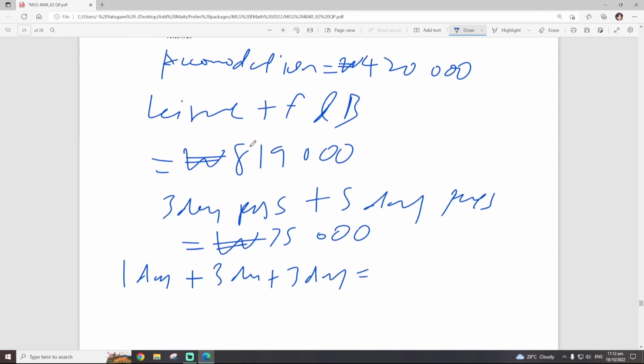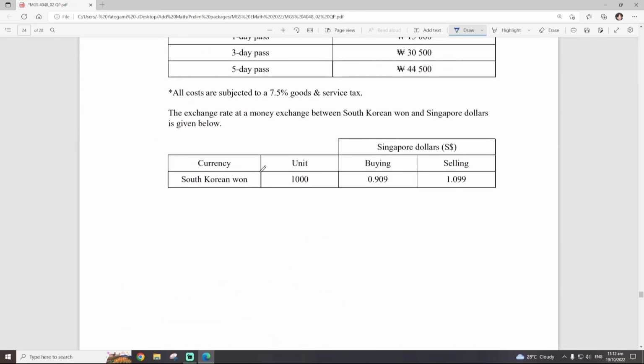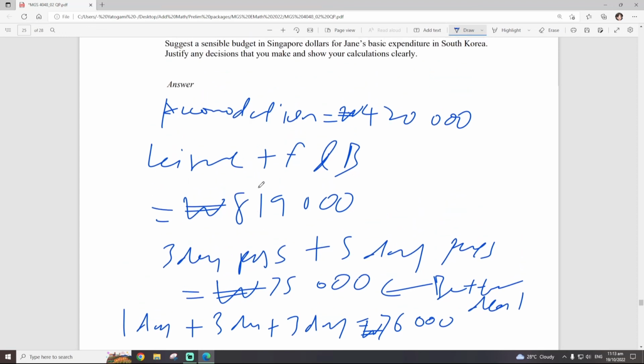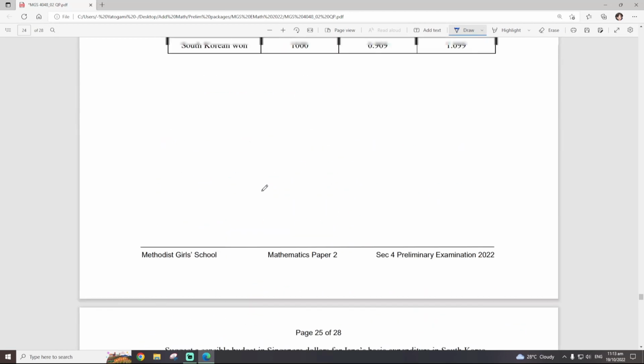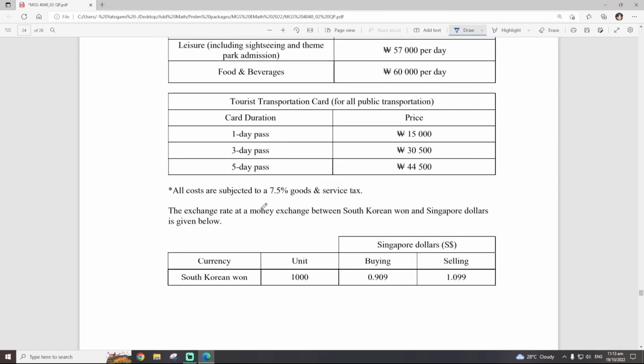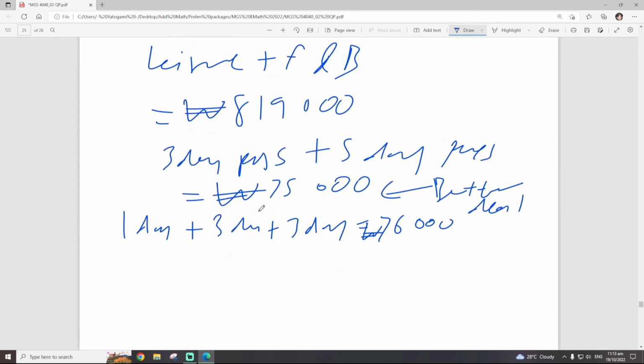So it's a 1,000 difference, not a lot. Honestly, not a very big difference. But this is the better deal. To be very honest, it's a very small difference, because the Korean won and Singapore dollar is a very small exchange rate, so it doesn't actually matter that much in the grand scheme of things. But we'll just take it as 75,000. So 7.5% goods and service tax. Total after tax.